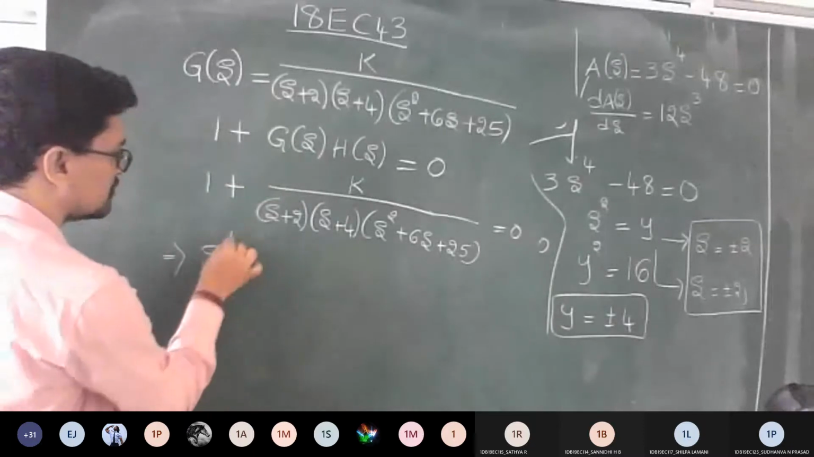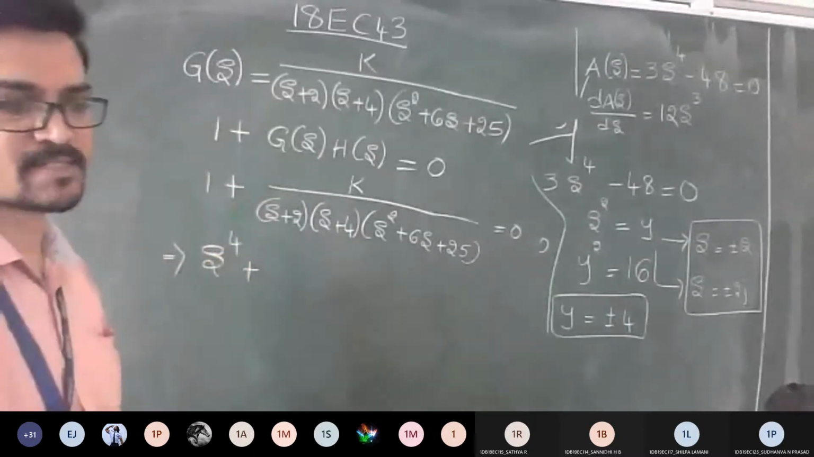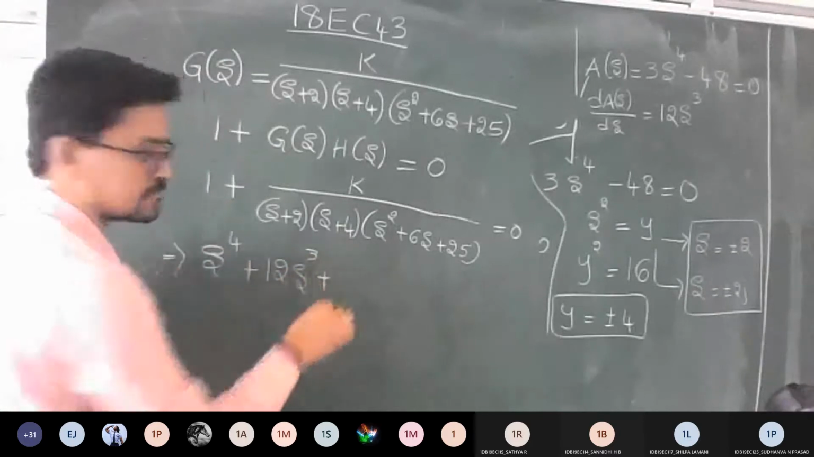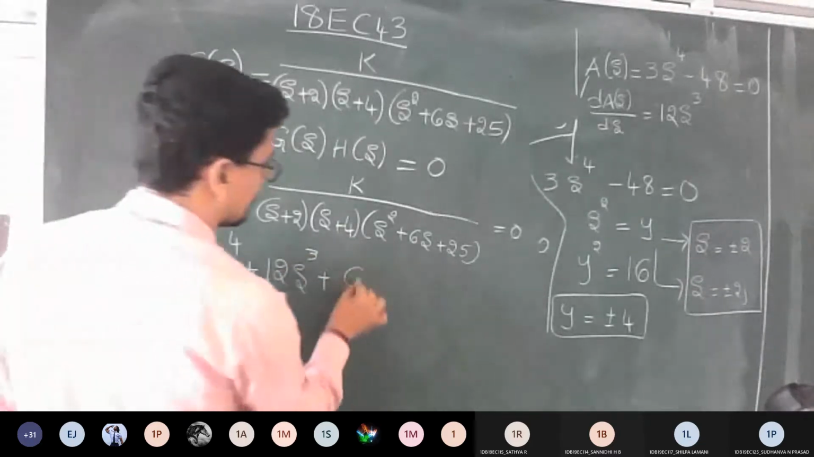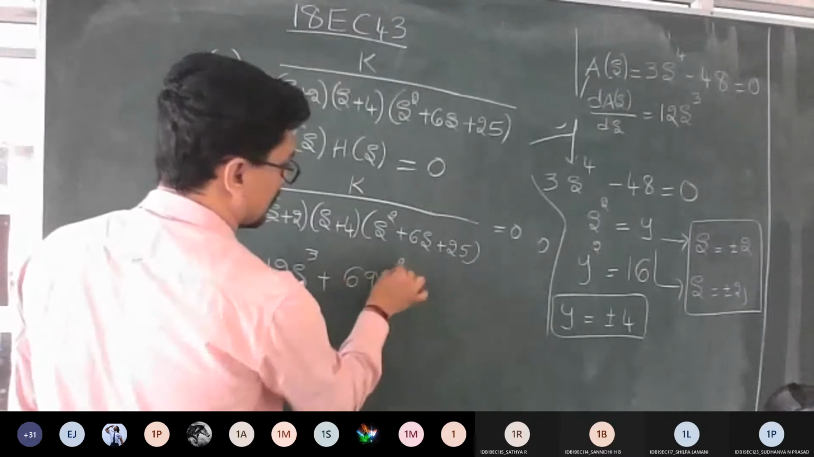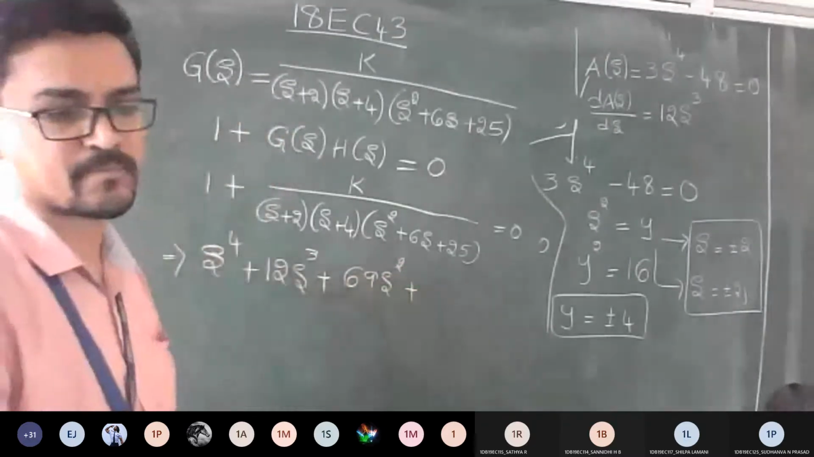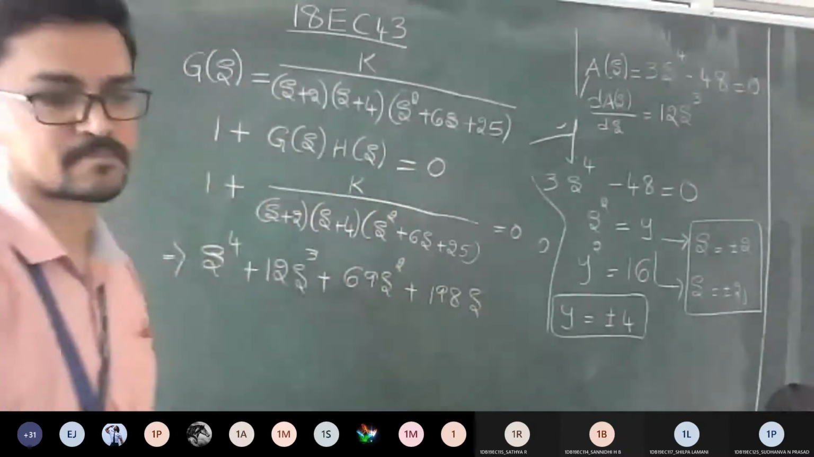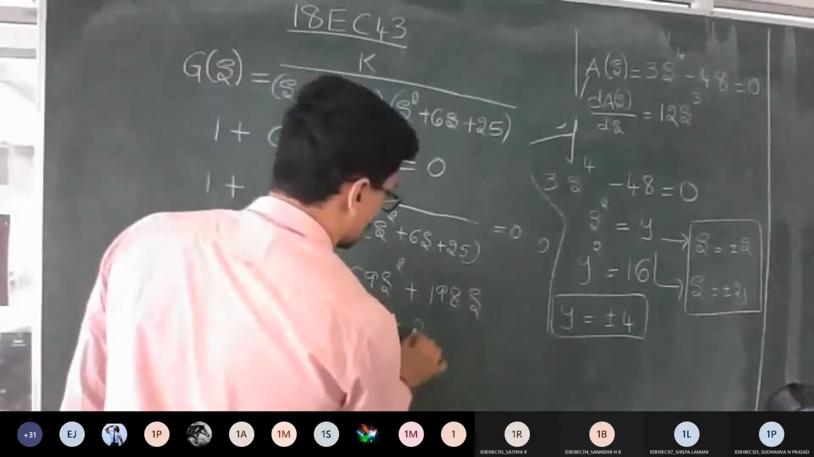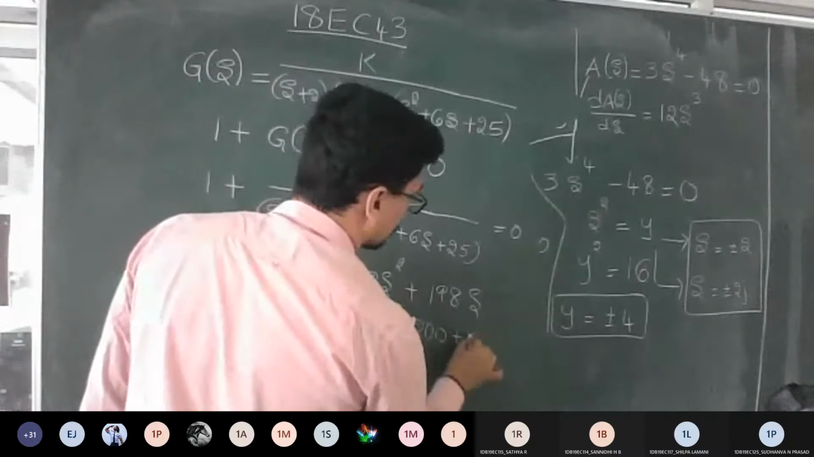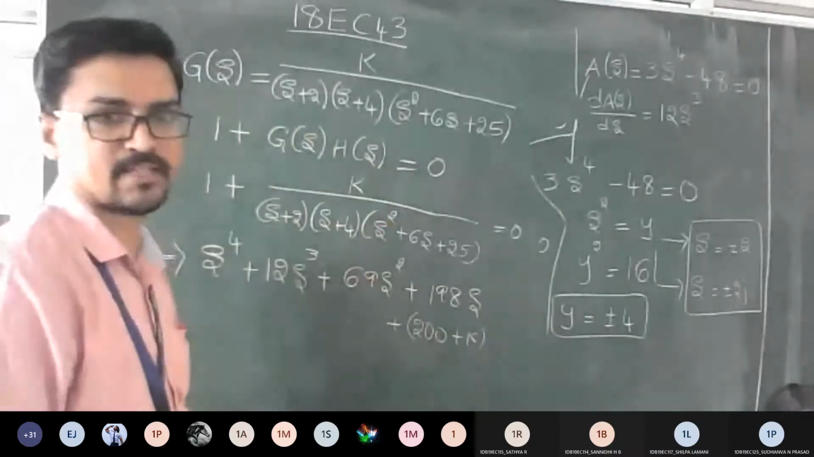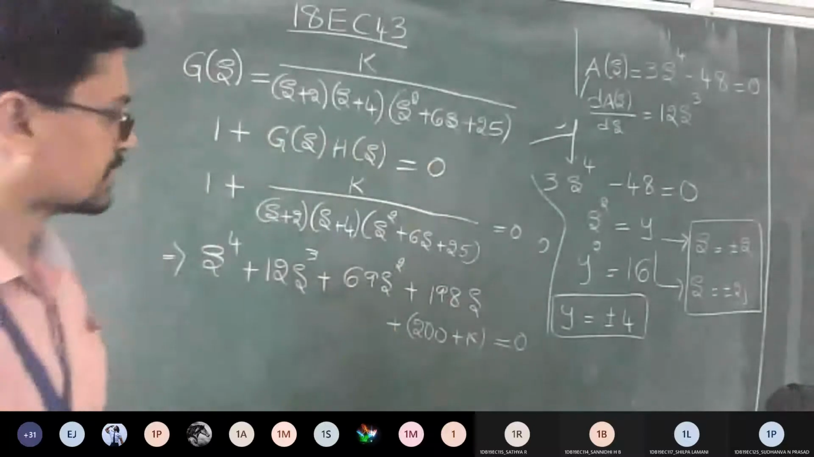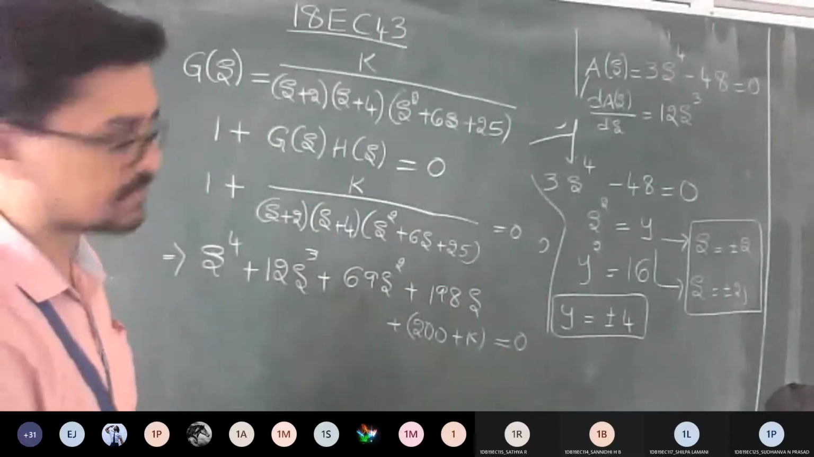Is it s power 4 plus 12s cube plus 69s square? Cross check with the answer I'm writing. 198s plus 200 plus k. So I told you, don't make 200 separate and k separate, so both remain the constant term. So is it what, a new characteristic equation you got, everyone?